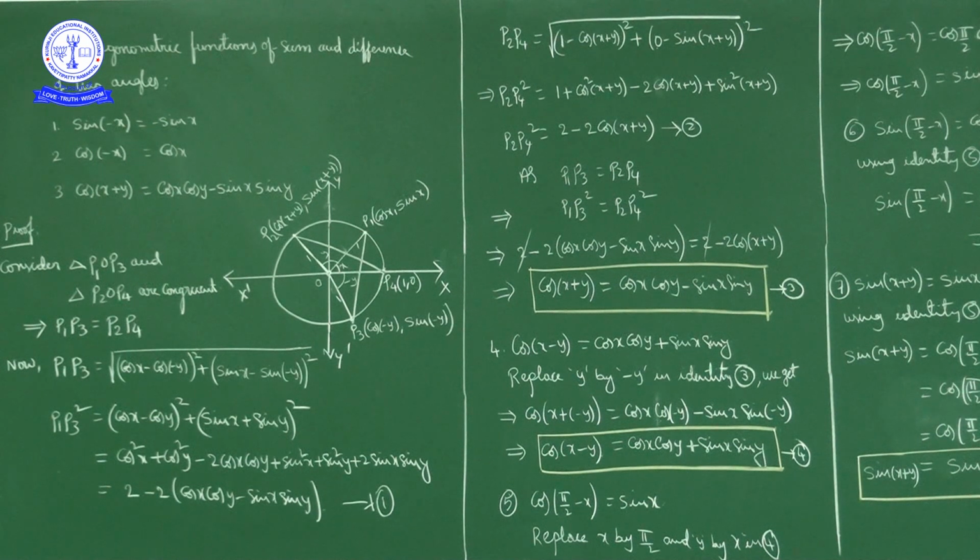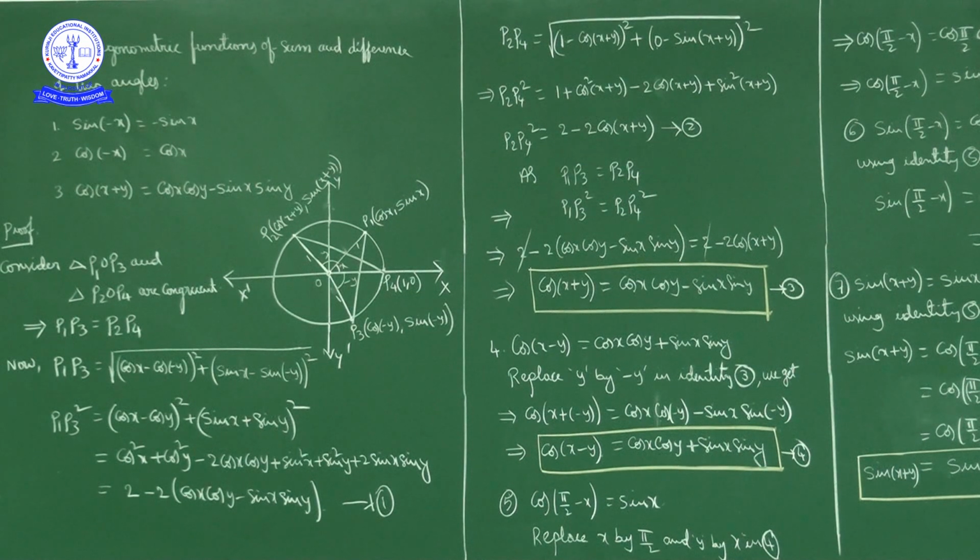These we have already discussed. In trigonometric functions, cos and secant are even functions, and the remaining 4 functions are odd functions. Sin of minus x is minus sin x, cosecant of minus x is minus cosecant x, tan of minus x is minus tan x, cot of minus x is minus cot x, whereas cos of minus x is cos x and secant of minus x is secant x.